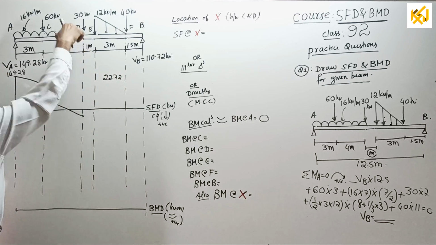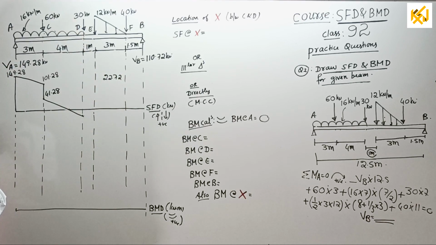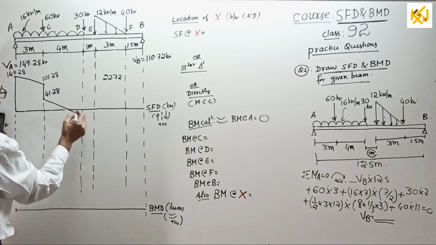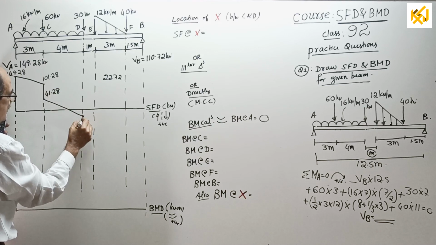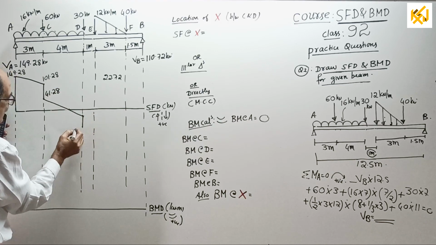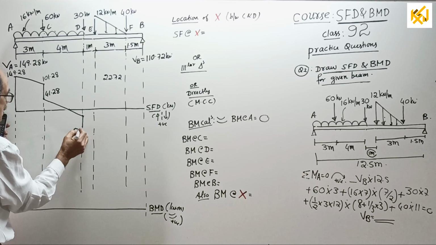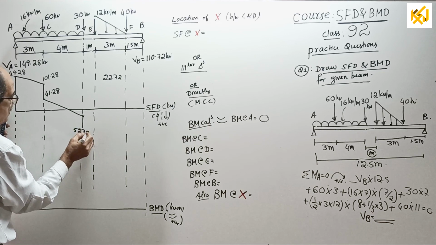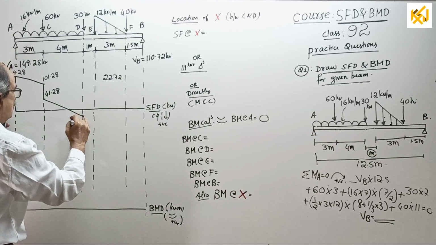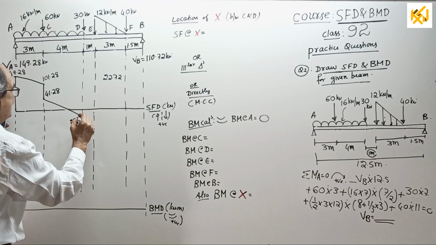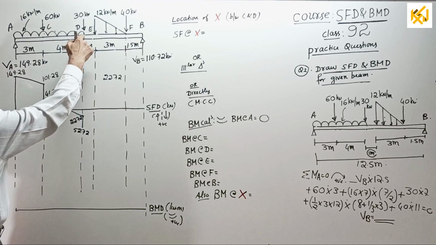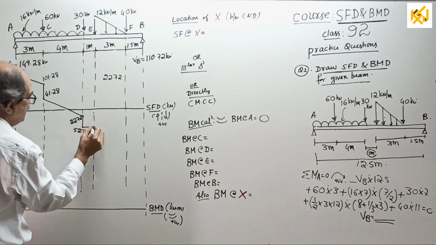I will write it later. Come down by 30, minus 30, gives 52.72, little more than 41. This is 52.72, and I will write 22.72 here now. Then, from here to here, there is no load, so go parallel to the baseline.